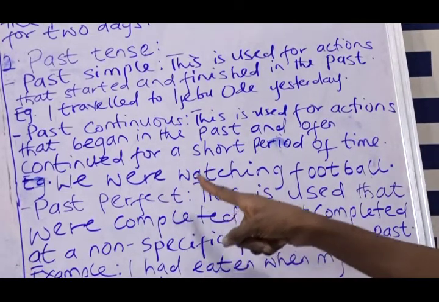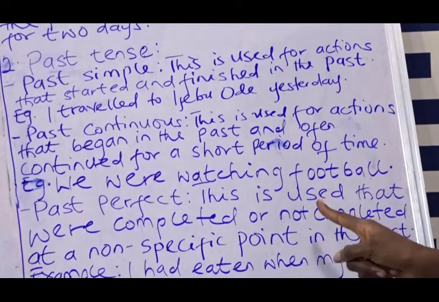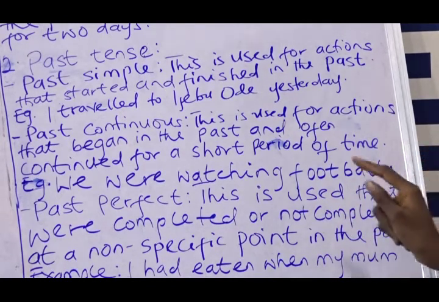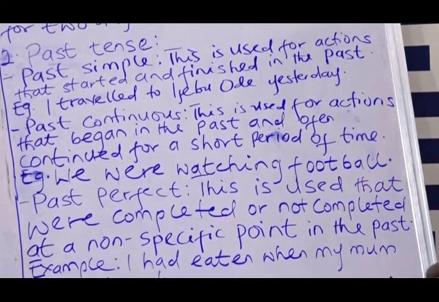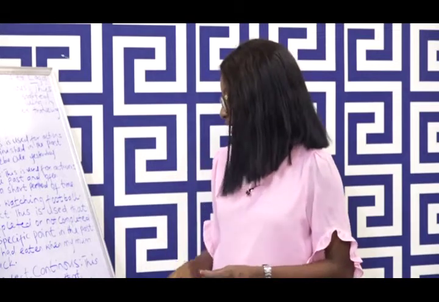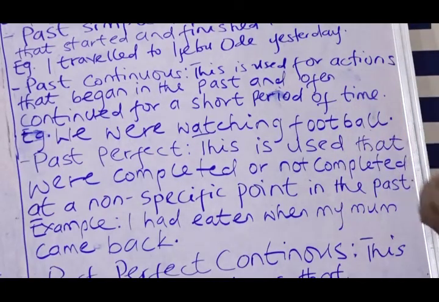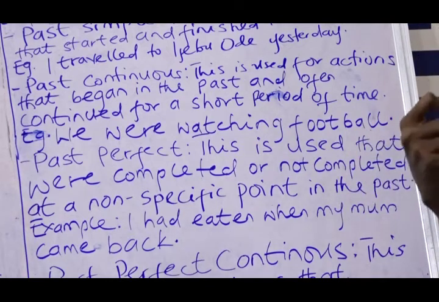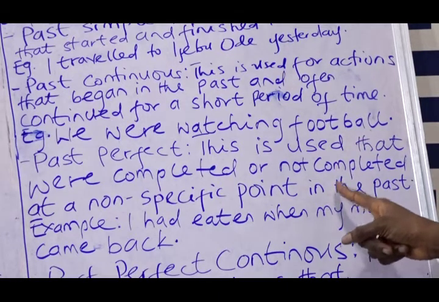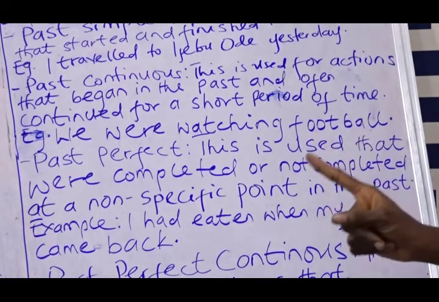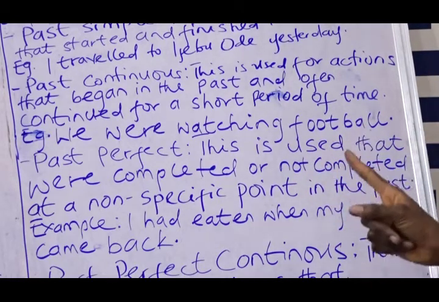Now, the past perfect tense. This is used to refer to actions that were completed or not completed at a non-specific point in the past. Now, you're talking about actions that were completed or not completed. You have to think about the positive and the negative aspects now. So you're talking about actions that were completed or not completed at a non-specific time in the past. You are not specifying the time. This is majorly used in writing. We don't usually use it in everyday speech, but it's good you learn it.